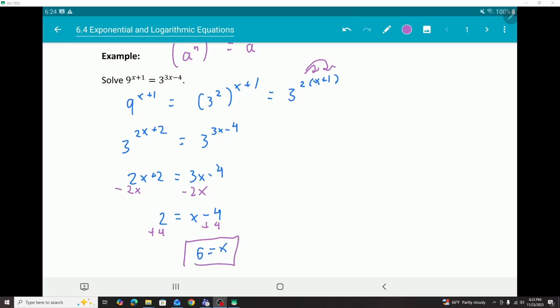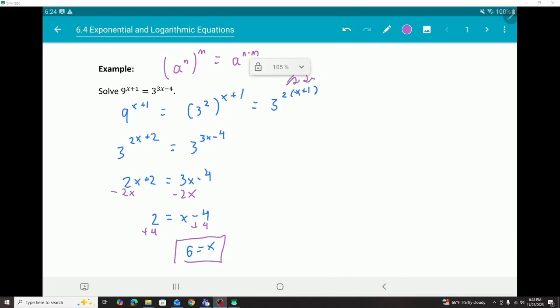And we could always double check. If I plug 6 into this, on the left side I get 9 to the 7. Based on our rule that 9 was 3 squared, that's 3 to the 14. Over on this side, 3 times 6 is 18, minus 4 is 14. So the powers match. That's just a way you can check to make sure you got the right answer.